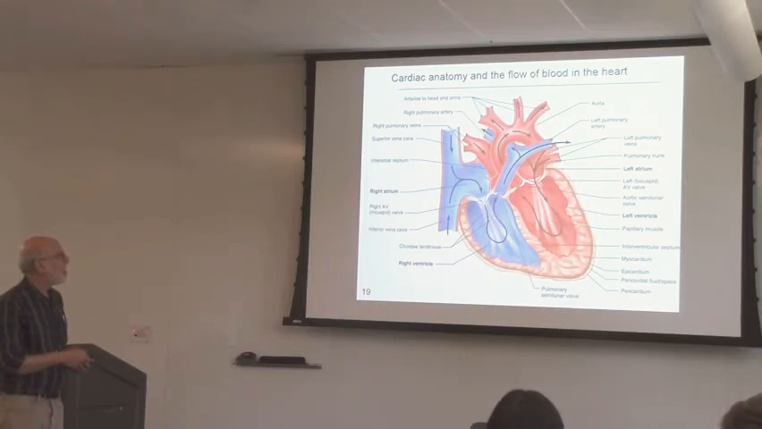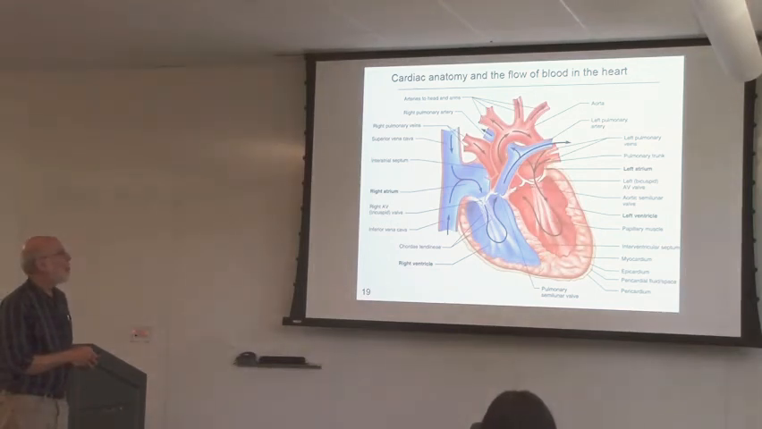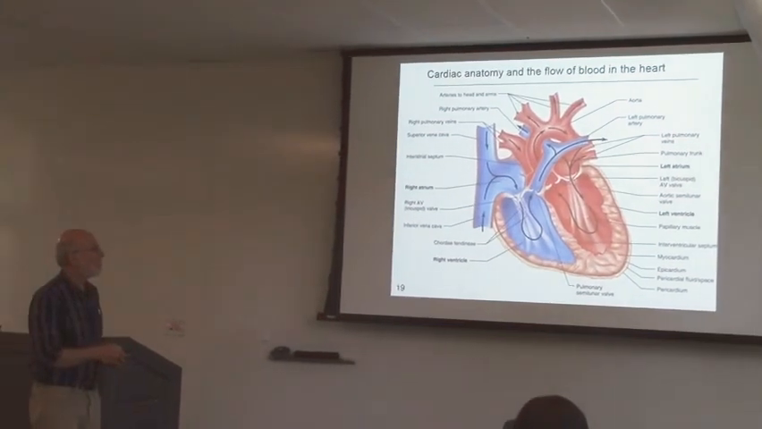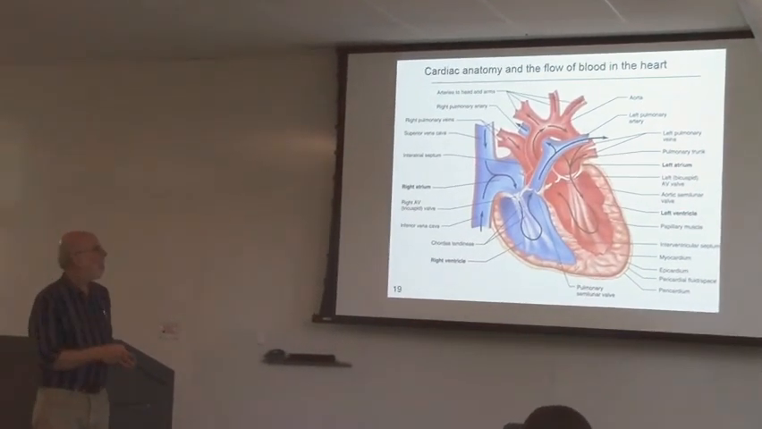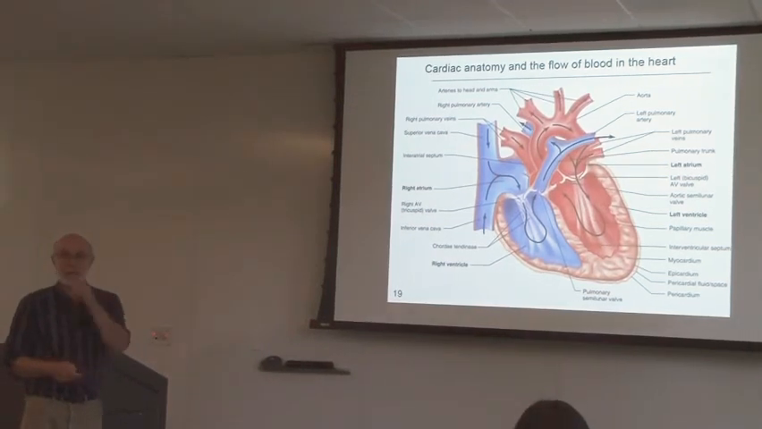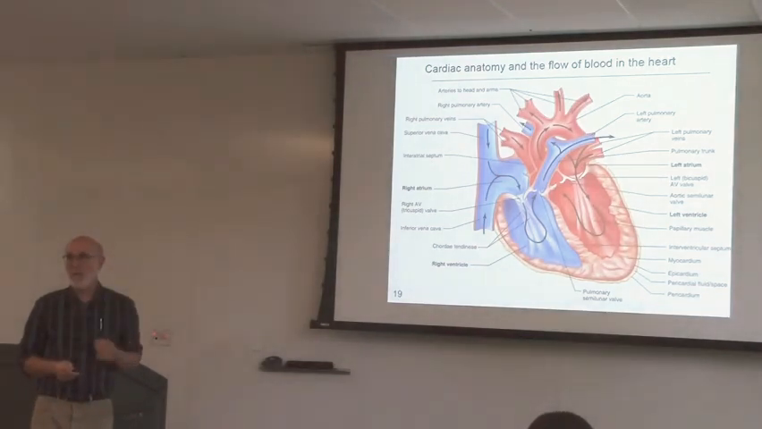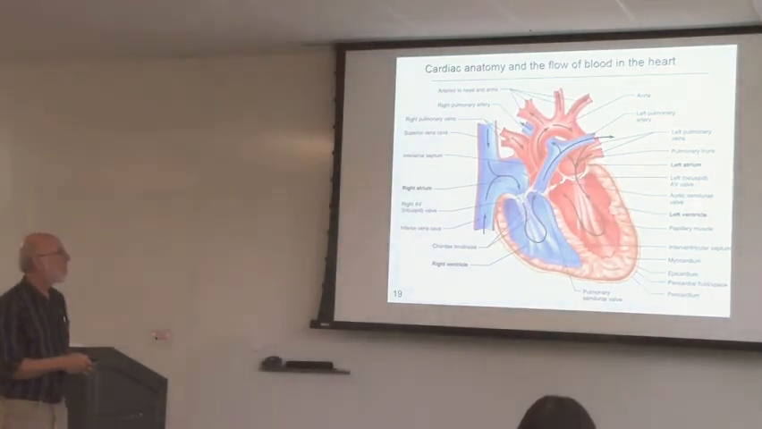So let's start here with the left ventricle. Here is the left atrium. So where is this blood coming from? The lungs, and it's coming from the pulmonary veins. And it flows from the left atrium into the left ventricle through a valve called the bicuspid valve, or the left atrioventricular valve.